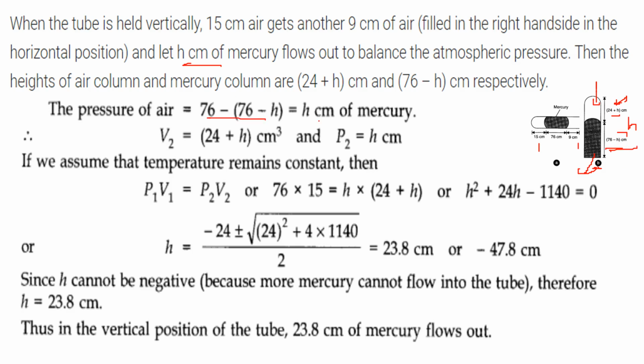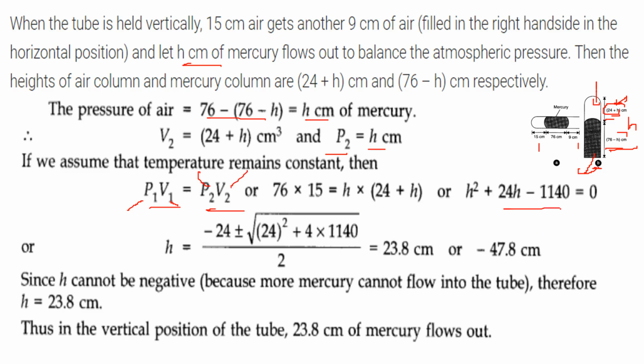So this gives H, and always the centimeter of mercury is the pressure. So H centimeter of mercury. What is the volume V2? This is equal to 24 plus H. Pressure 2 is H. So now we again assume that the temperature remains constant. So P1 V1 equal to P2 V2. This is 76, this is 15, this is H, this is 24 plus H.